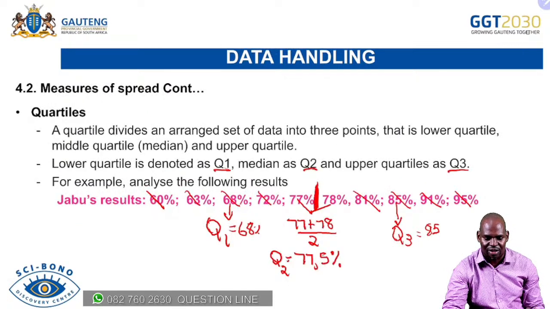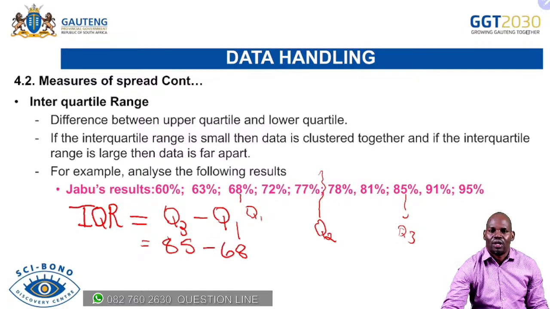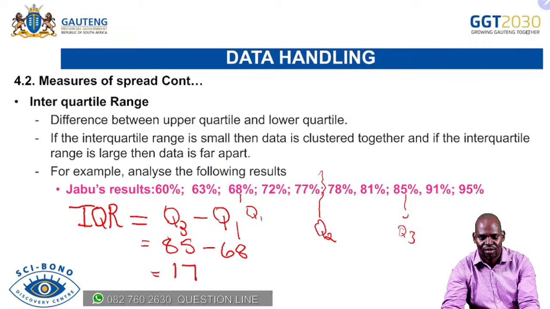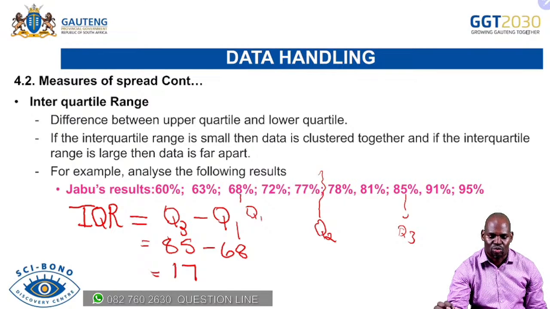Then we just calculate the difference. So this one is 85 minus 68. Okay, so you just do the substitution. 85 minus 68. Please make sure that you use your calculator. 85 minus 68, then the answer is 17. And that is how we calculate interquartile range. So the moment they say calculate interquartile range, then you know that is Q3 minus Q1. Okay, please do not confuse it with range. Remember, range we said is the highest value minus the lowest value, or the maximum minus the minimum.